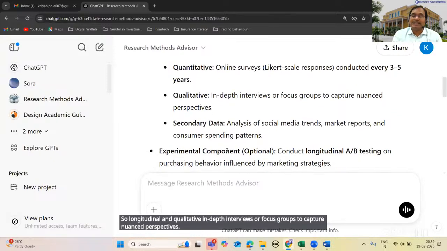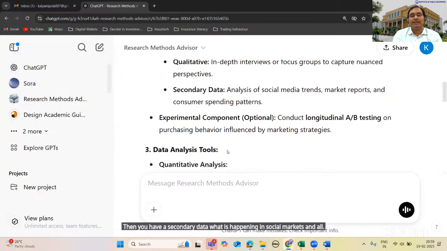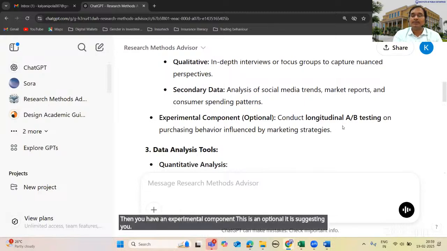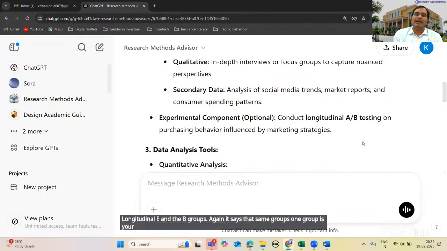Then you have secondary data, what is happening in social markets and all. Then you have an experimental component. This is optional, it is suggesting. Longitudinal A and B groups. Again, it says the same groups. One group is your experimental group and another group is the non-experimental group. So you can do that.